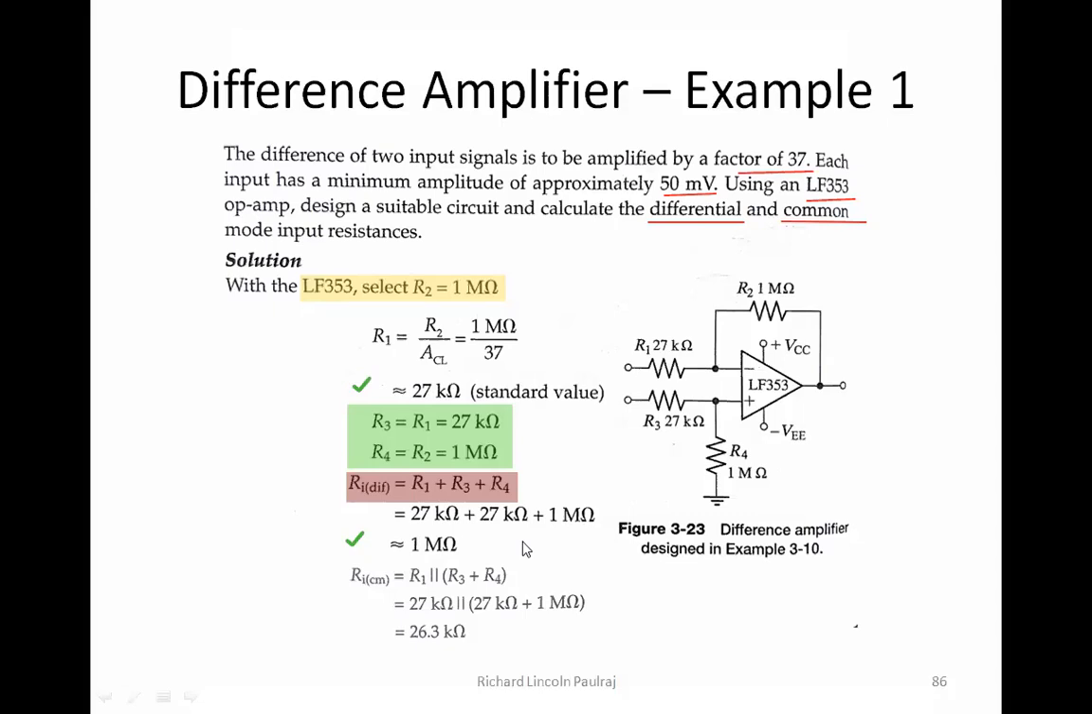As we have discussed previously, we're going to add these values R1, R3, and R4, whatever resistances are there at the input side of the OPAMP, right? So finally we get approximately 1 mega ohms.